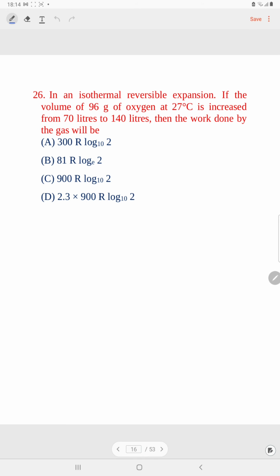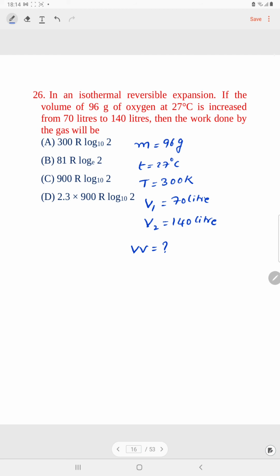Next, 26. In an isothermal reversible expansion, if the volume of 96 gram of oxygen at 26.7 degree is increased from 70 liter to 140 liter, what is the work done by the gas? Here mass of the gas is 96 gram. The temperature is 27 degree. In Kelvin, it is going to be 300 Kelvin. The initial volume is 70 liter. The final volume is 140 liter. We have to find out the work done. It's an isothermal process.